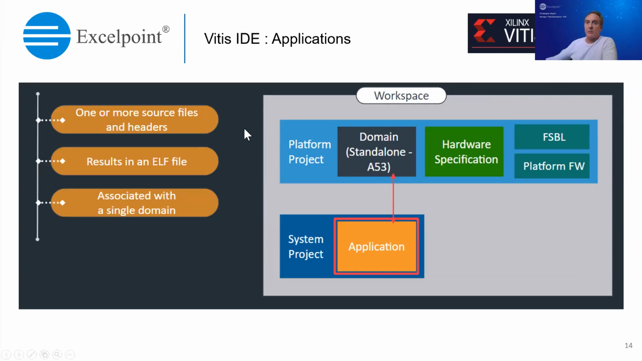A software application project consists of one or more source files and their headers. This is the realization of your design goal and can be constructed by compiling the project into a single executable binary, such as an ELF file. The application project is attached to one domain at a time, but that domain can be switched if desired. So in this example, this diagram here only shows a platform project with one system project and one domain.